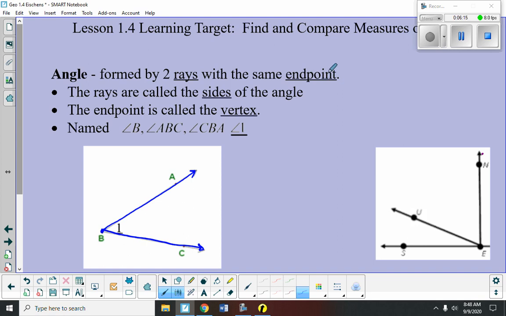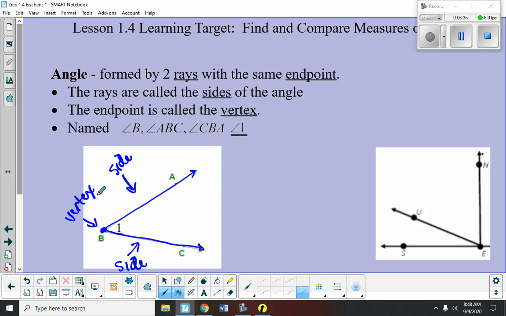Okay, so an angle is formed by two rays that have the same endpoint or initial point, depending on the textbook that you use. The rays are called the sides of the angle. So this is a side, and this is a side. The endpoint, or this initial point of the rays, is called the vertex.